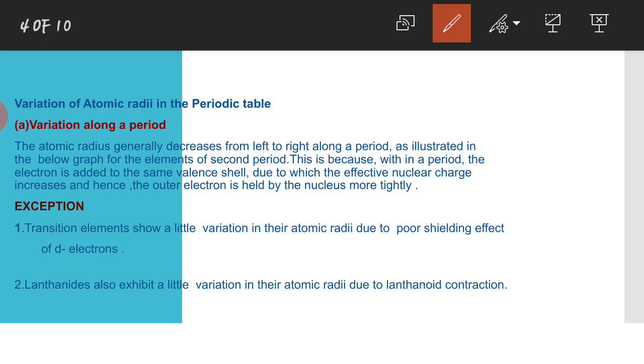Exception. First, transition elements show a little variation in their atomic radii due to poor shielding effect of d electrons. Second, lanthanides also exhibit a little variation in their atomic radii due to lanthanide contraction.